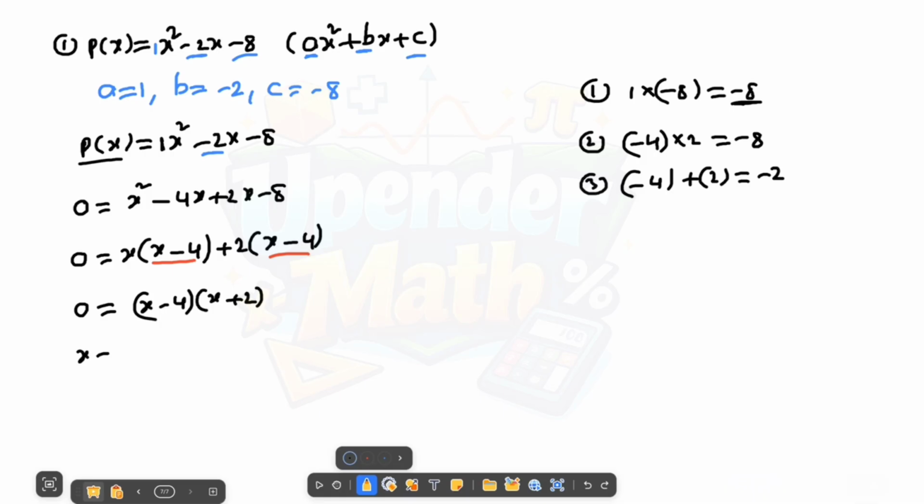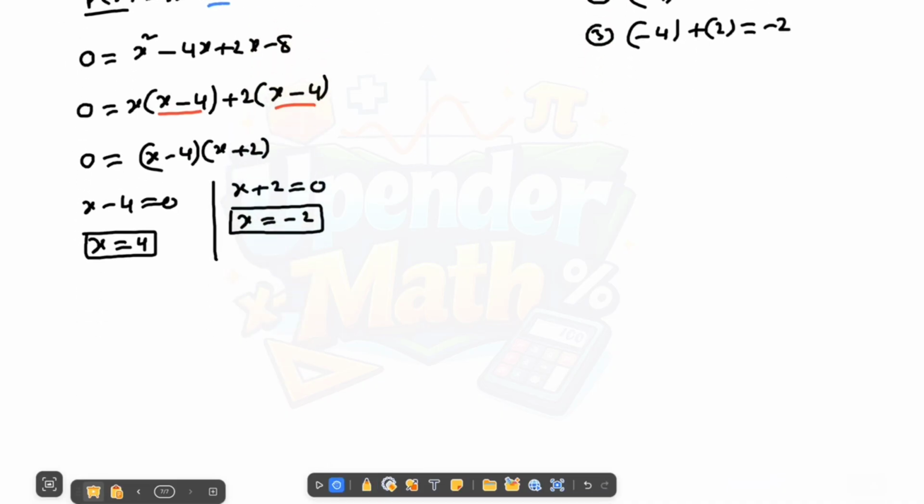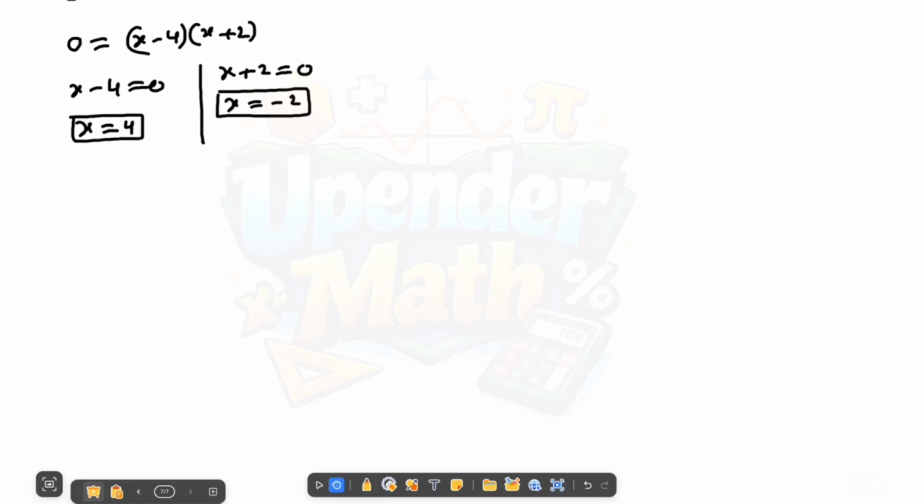So we will take here x minus 4 equal to 0 or x plus 2 equal to 0. So here x is equal to 4. If you send minus 4 to the right side and send plus 2 to the right side, we will get x is equal to minus 2. Let alpha be the first zero. Let us take alpha is equal to first zero 4 and beta is equal to second zero minus 2.